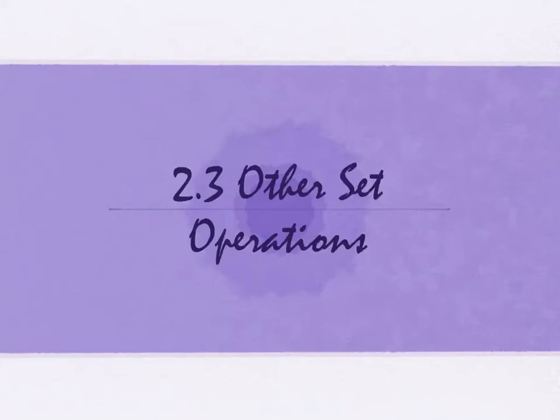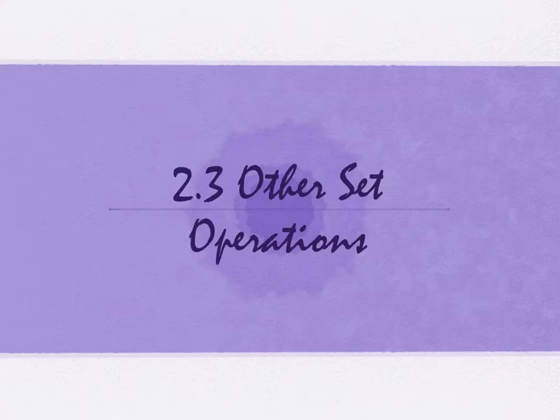Section 2.1 is titled Other Set Operations. So we've actually only encountered one set operation so far. That set operation was complements. And if you remember diagram-wise, we drew a rectangle, we drew a circle, and we shaded outside of the circle, but inside of the rectangle, and that was our operation for complements.